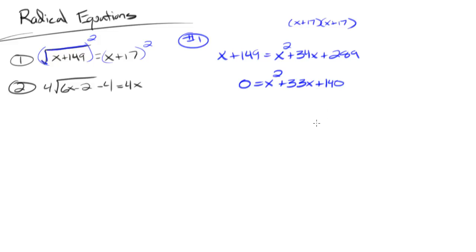I could use completing the square, quadratic formula, or factoring. I did this a second ago, so I'll just show this by factoring. It's set equal to 0. Two factors that multiply to be 140 and add to be 33 are 28 and 5. So this factors into x plus 5 times x plus 28. All right, and then as a quadratic, we would set each of these factors equal to 0. And those would give us the two solutions of x equals negative 5 and negative 28.